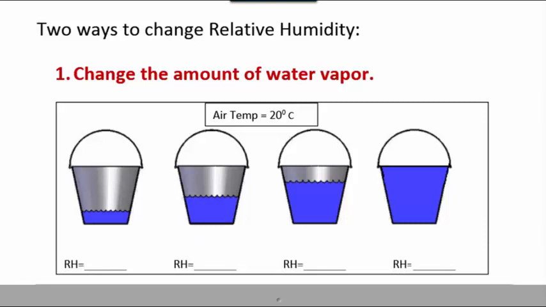Notice the first bucket is only about a quarter full of water. Well, if it's a quarter full, we would say the humidity is 25%. Write that down. In the next example, we can see it's about half full with water, so the humidity would be 50%. The next bucket's about 3/4 full, so the humidity would be 75%. And then finally, the last bucket is completely full, so we would say that the humidity is 100%.